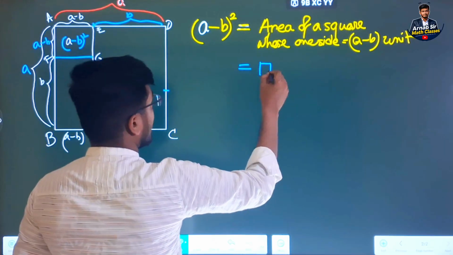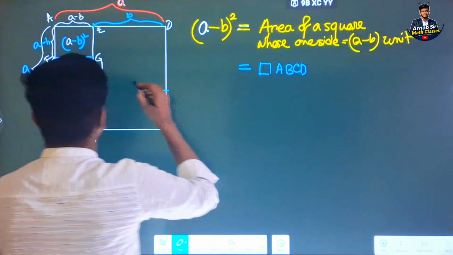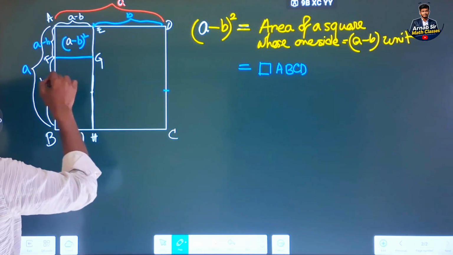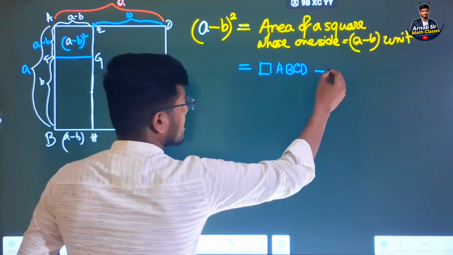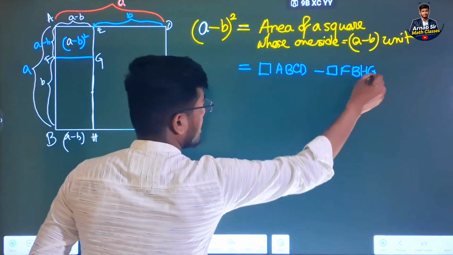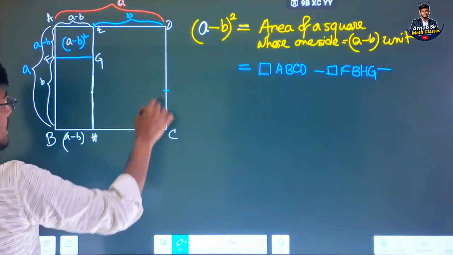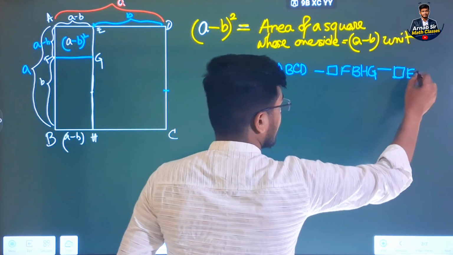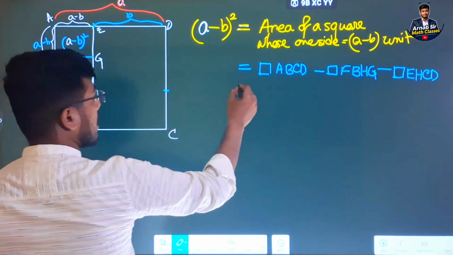That means area of ABCD. To find out the area of this portion, at first we have to find out the total, then subtract this portion, that means FBHG. Again put the minus sign. What happened? EHCD. Okay, so now I put the values.